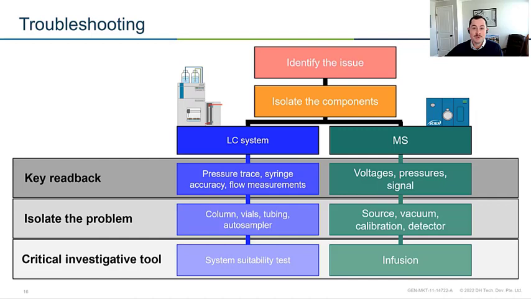And then we want to have some tools. So just two quick examples of tools. A system suitability test is a really great tool for your LC. And then when we're talking about the mass spec, right, we want to isolate the mass spec. So usually we'll be doing some sort of infusion.